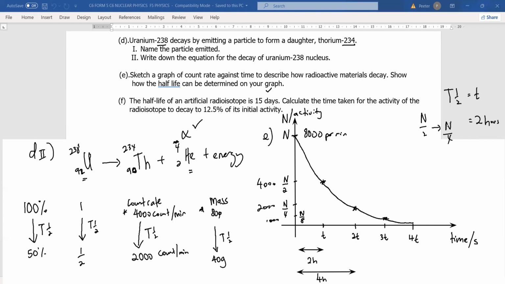And always remember, half-life shows that activity will decrease by half from the initial amount. If percentage, the percent will drop by half from the initial amount. If fraction, it will drop by half. If count rate, it will drop by half. Mass also, for example 80 gram drops to 40 gram. For example, the initial amount is 4,000 counts per minute. After the first half-life, it becomes 2,000 counts. Okay.